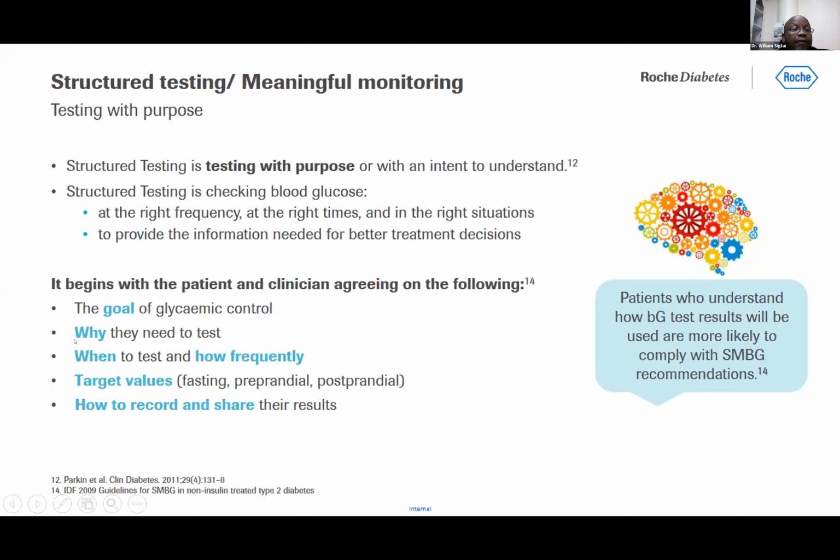I have done that this afternoon. The 32-year-old I was talking about, with HbA1c of 8.8, I told her she's completely off target. Why? Because she will live long enough to have complications if we do not reach the target HbA1c. So you discuss when to test and how frequently, and talk about the values. In my earlier slides, we've talked about targets for fasting blood sugar, pre-meal blood sugar, post-meal blood sugar, and how to record and share the results.